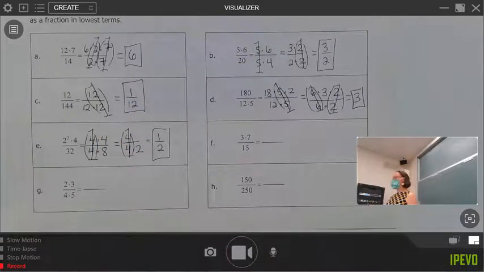Again, if you can do that faster in your head, by all means, just do it and write a final answer down.